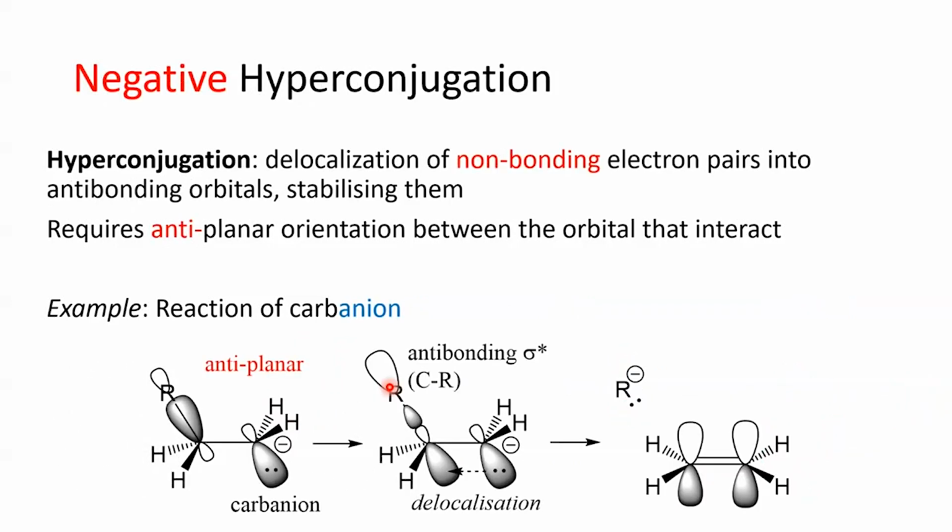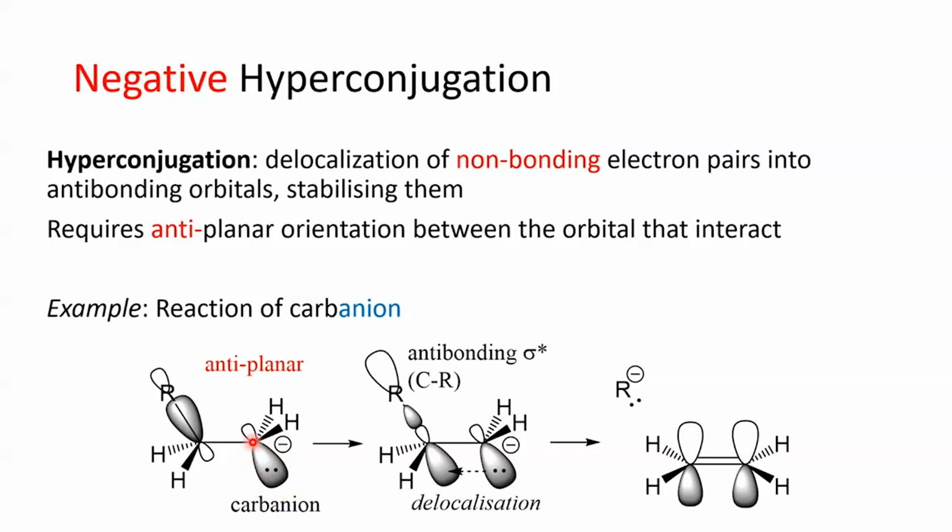Now there's a similar idea for negative hyperconjugation. So where before we were talking about a carbocation, now we're going to be talking about a similar reaction with a carbanion, that being a negatively charged carbon group. Where previously the orbitals were adjacent to one another, negative hyperconjugation requires anti-planar orientation of the orbitals. So effectively, this is the orbital that will break, and the negatively charged lone pair is on the opposite side.